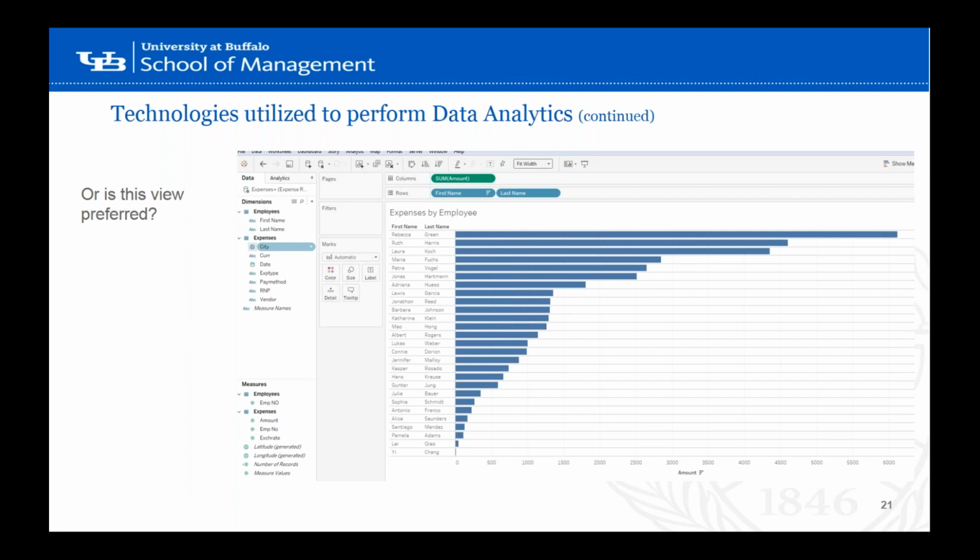Oftentimes, and especially, Tableau is very user-friendly. It's a click and drag type program, so it allows you to get a feel for what's going on with the data in a very quick manner.